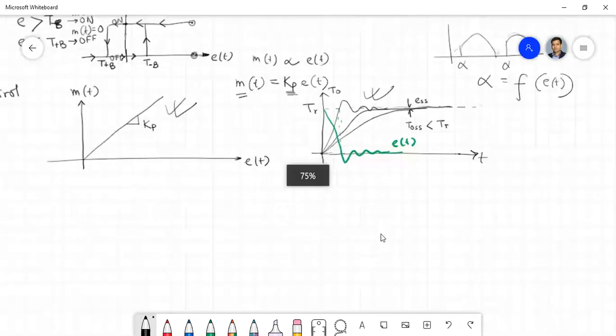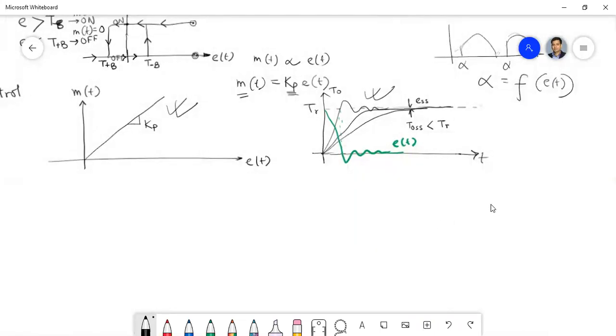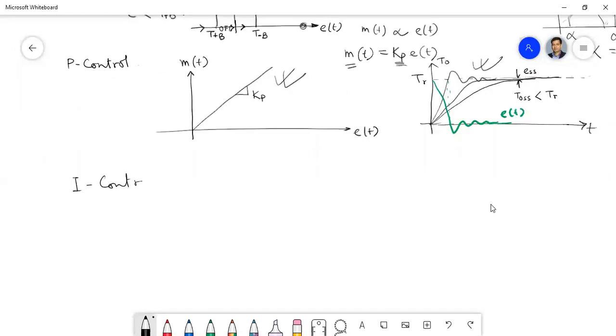Now, to get this error zero, what type of controller can you use? You can use an integral control. So proportional plus integral control will set your error to zero. Therefore integral control is also referred to as reset control.